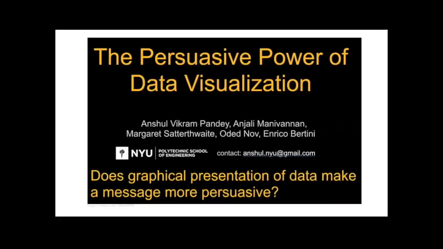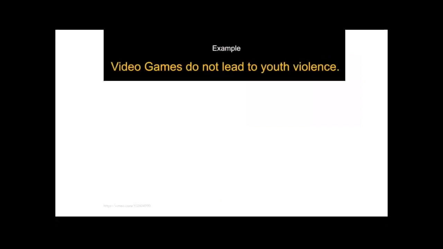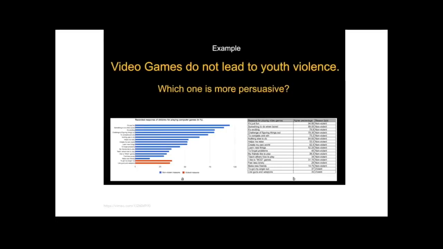So their main goal, what they were trying to test, was whether a graphical presentation of data makes that message more persuasive. They had a couple of different topics, but for example, they were trying to present the argument, video games do not lead to youth violence. They were trying to see whether people's attitudes on this topic shift based on whether they're seeing just a table of data about this topic or whether they're seeing a data visualization about it. And so this was what people would see.